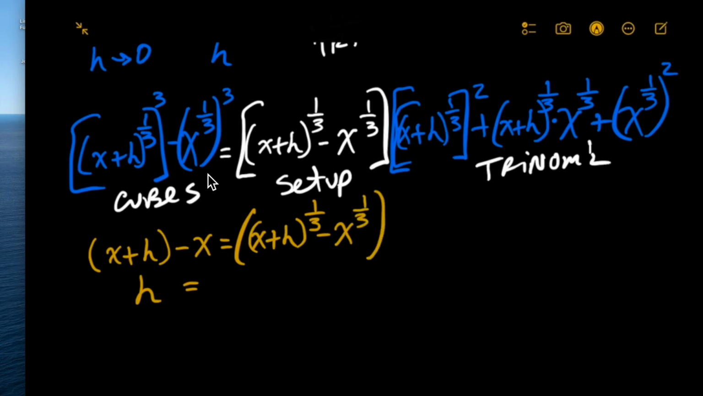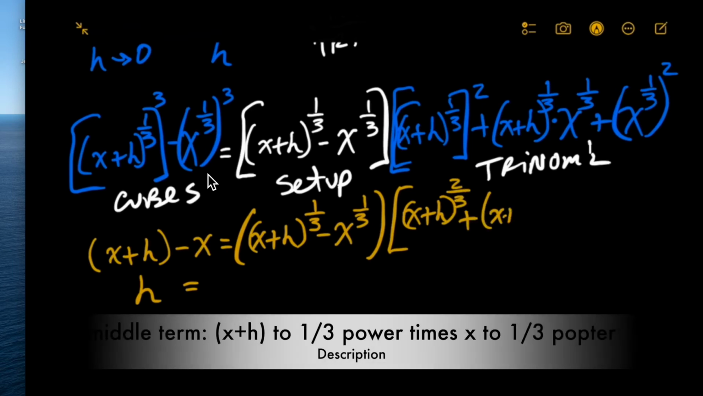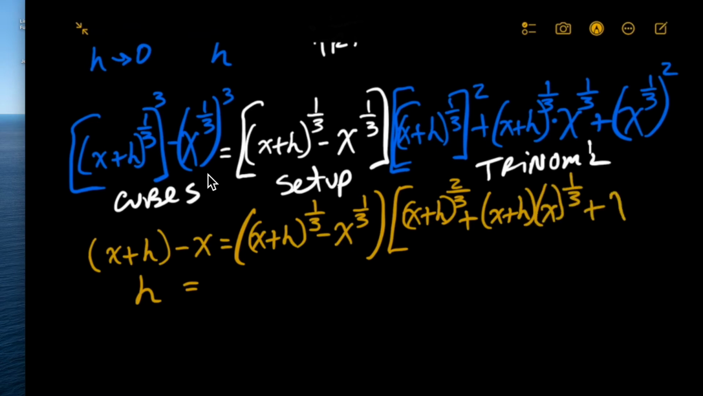Can't do anything there. Moving to the trinomial, we're going to apply the power rule, and we're going to have (x plus h) to the 2/3 power plus (x plus h) x to the 1/3 plus x to the 2/3. Okay, now here is the whole crux of this technique.